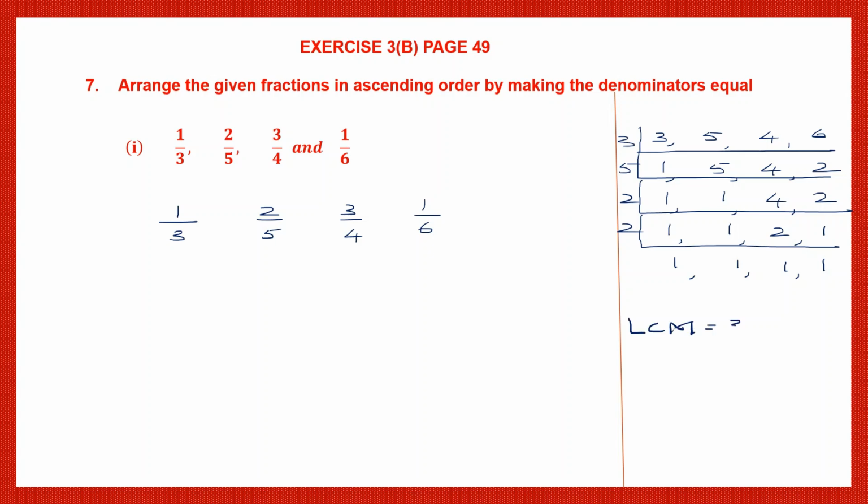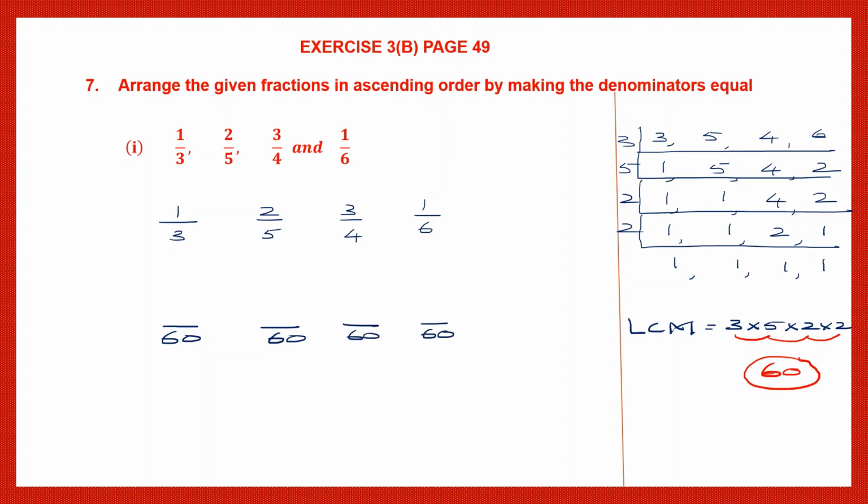LCM equals 3 into 5 into 2 into 2. So let's multiply this and see what we get. 3 fives are 15. 15 twos are 30. 30 twos are 60. So the LCM is 60. So that means all our denominators are going to be 60. So let's do that. So here this is 60 for the first fraction. Second one is 60. Third is 60 and the fourth one is 60.